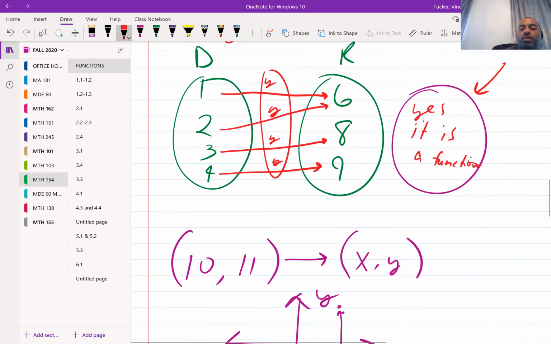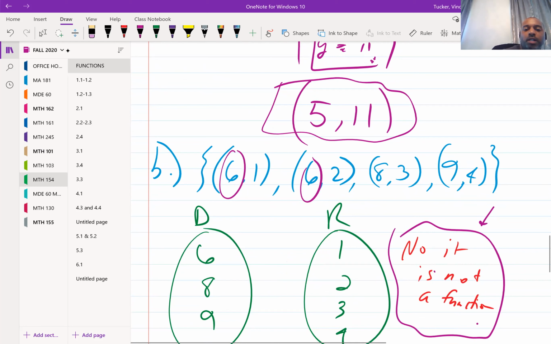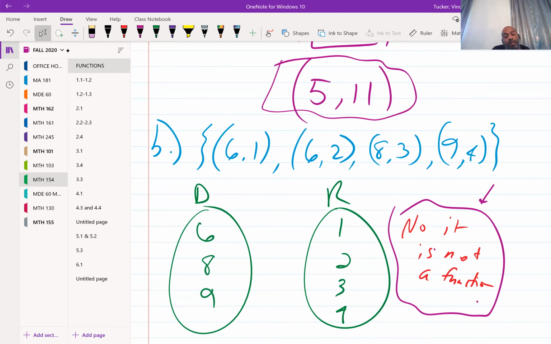All right, so somebody from that class just asked the general questions. So let's look at this one. Say if we had 6, 1, 6, 2, 8, 3, 9, 4, and we want to know, does this represent a function? So you want to do the same thing, create your mapping. You see this time my domain is 6, 8, 9, my range is 1, 2, 3, 4. And you look at each element in your domain individually and ask the question we just mentioned: does each element in your domain go to exactly one element in the range?